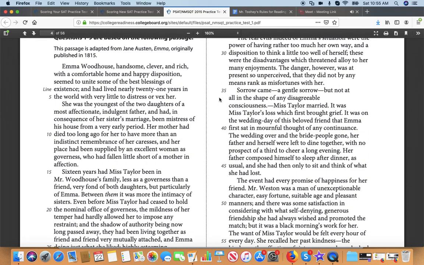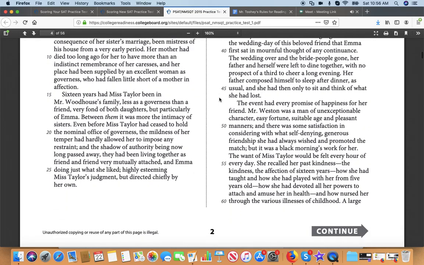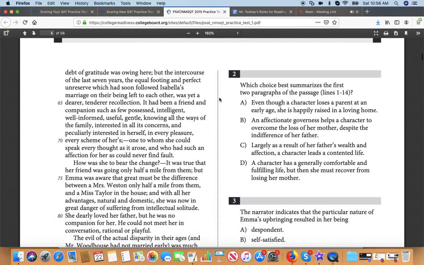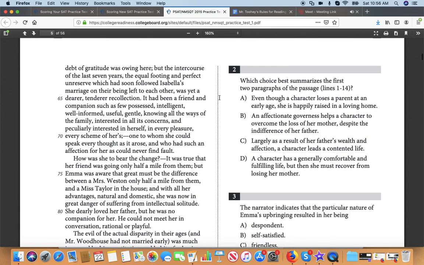It's not looking good. Do you see that? And do you see why? Don't second guess yourself. Your thoughts don't matter. Your impressions don't matter. What's the author saying? Does the governess help the character overcome the loss of her mother? No. There's evidence against that, because she doesn't even remember her mother. Does that make sense? Yes.